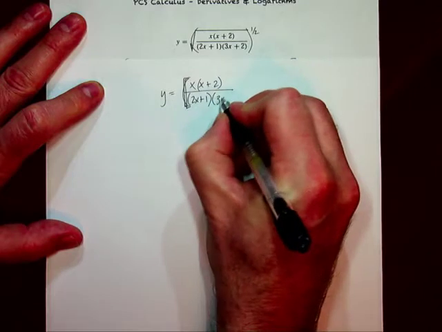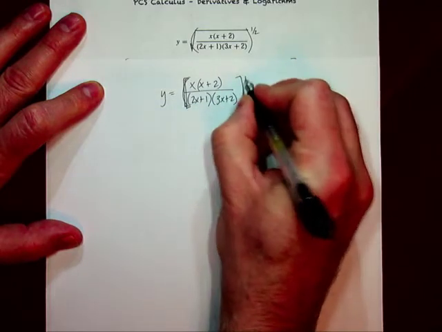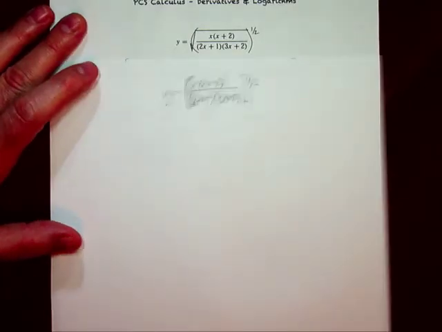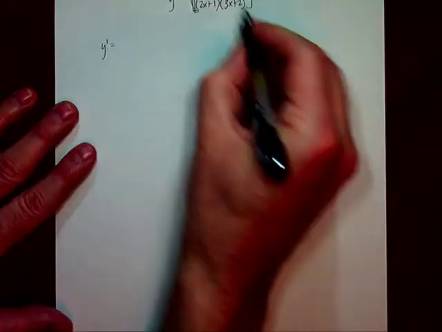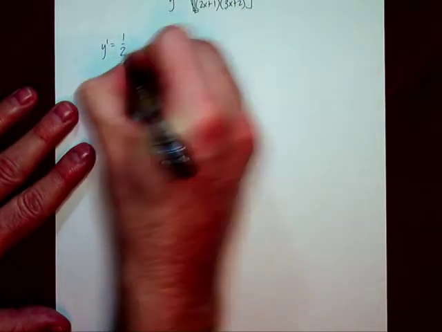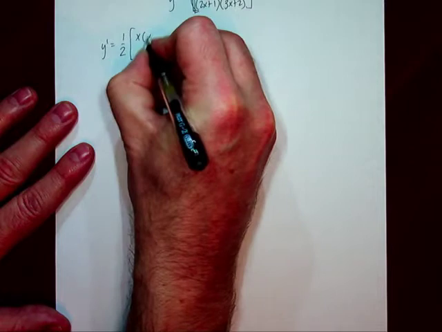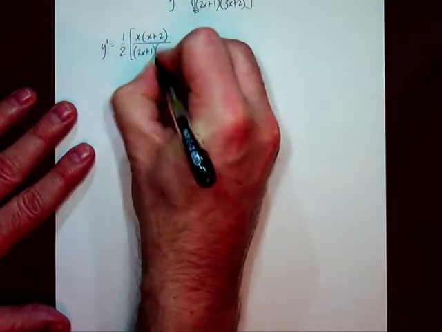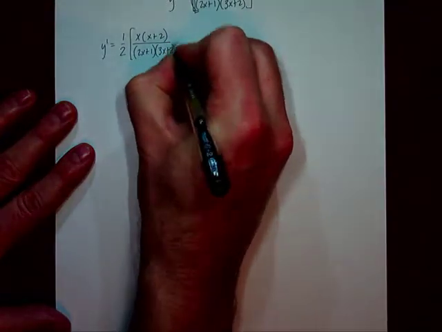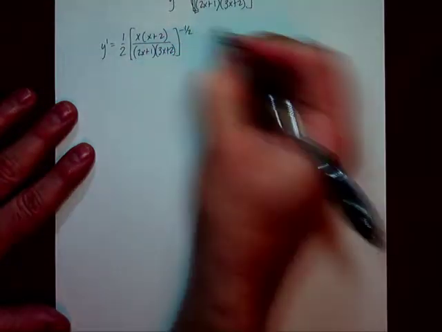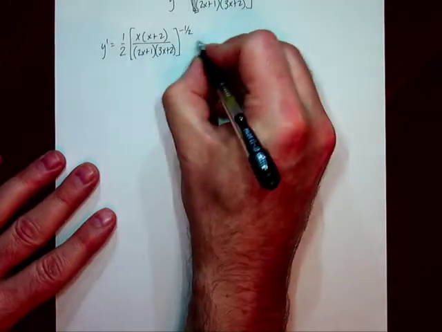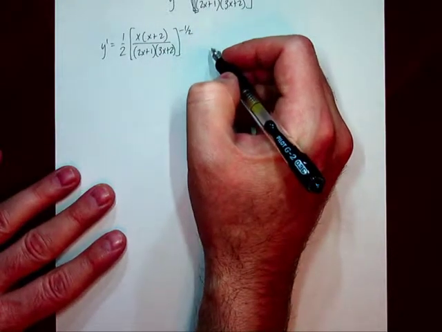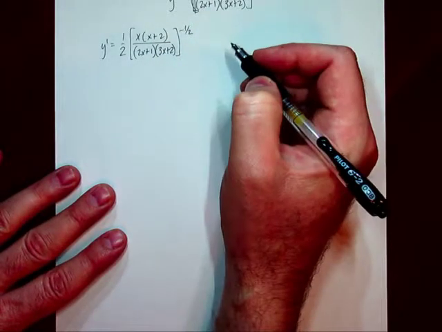And (3x + 2) all raised to the 1/2. Okay, let's do this the nasty way. y prime, and this is stuff to the 1/2, so it's 1/2 stuff to the negative 1/2, okay? Now I need to go ahead and do this by the quotient rule, which is obnoxious.